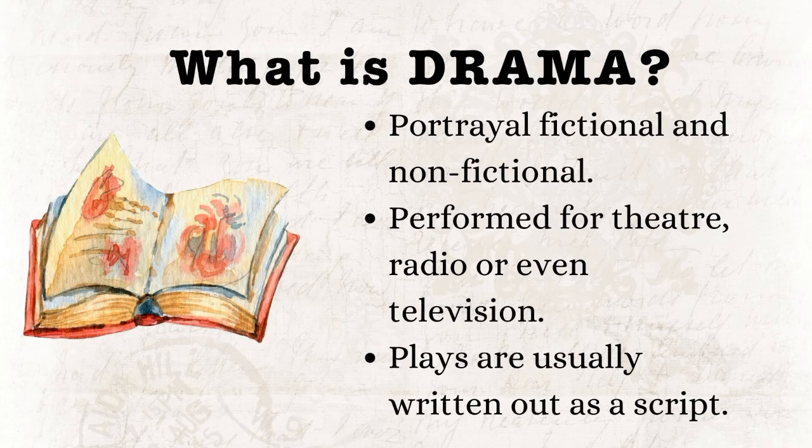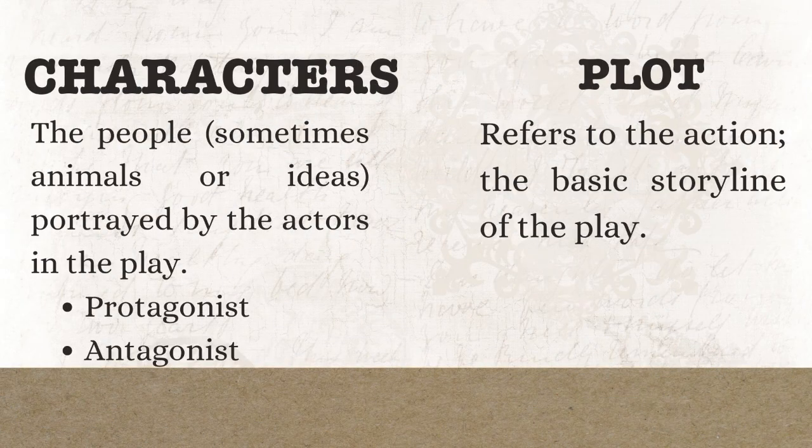Next, what is drama? It is a portrayal, fictional and non-fictional. It is performed for theater, radio, or even television. These plays are usually written out as a script. So we have the conventions of drama. First is characters, the people, but sometimes animals or ideas. They are portrayed by the actors in the play. So we have the protagonist and antagonist.